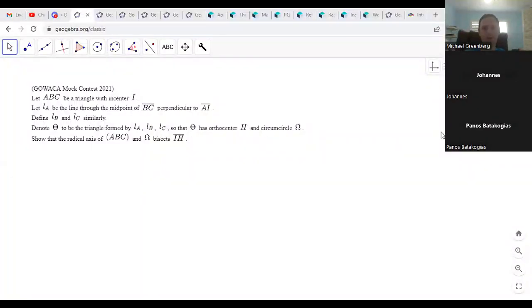Today I'm going to do problems from a mock contest that was on the AOPS forum. It's called GOWACA. I think it's like Geometry Olympiad without a cool acronym. It was created in 2021, and it looks pretty interesting. So I will share my screen. Here's the first problem I picked from it.